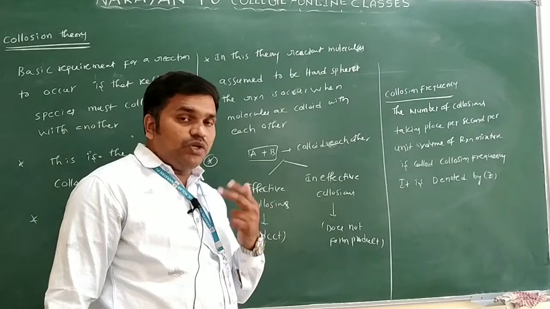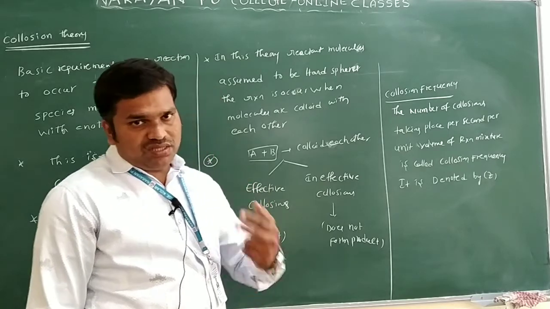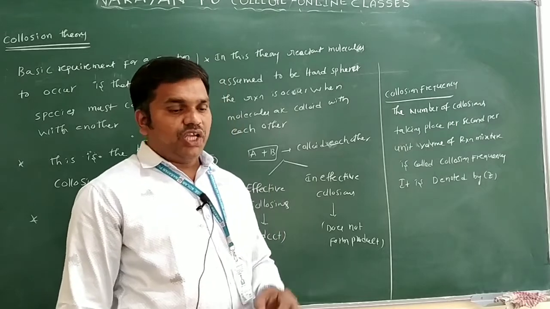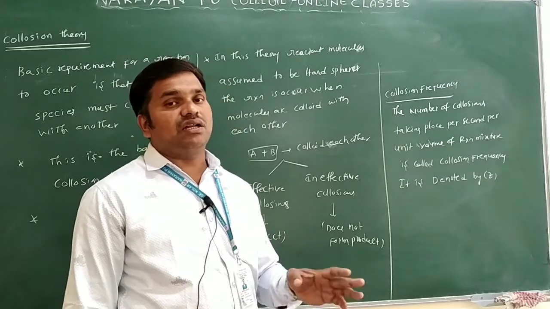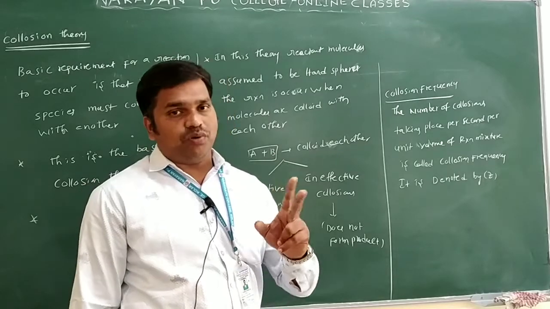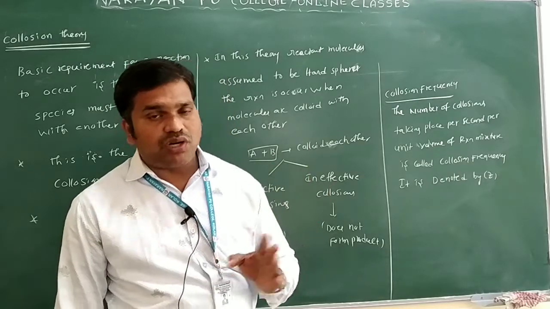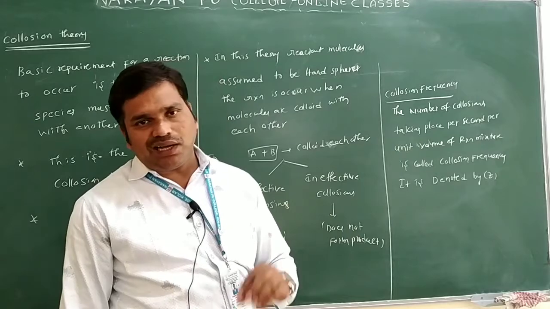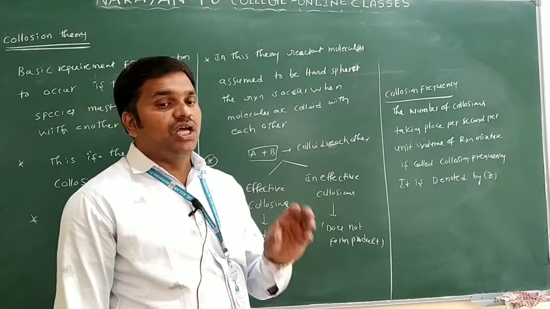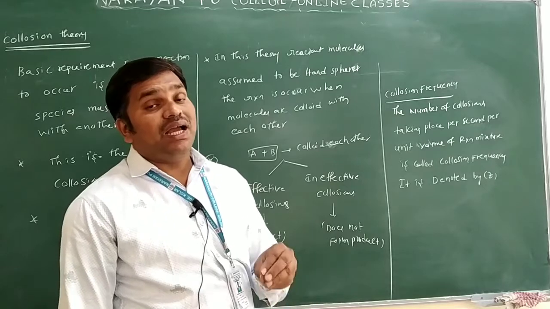So generally, what are the conditions for the reactant molecules to undergo effective collisions? There are two important factors: one is threshold energy, one is proper orientation. If these two factors are there, they will undergo effective collisions. Or we can say energy barrier and orientation barrier. So these are the two important conditions for the molecules to form effective collisions.